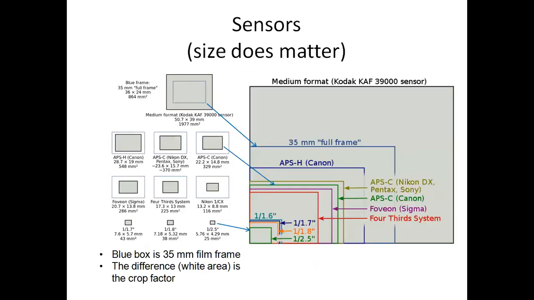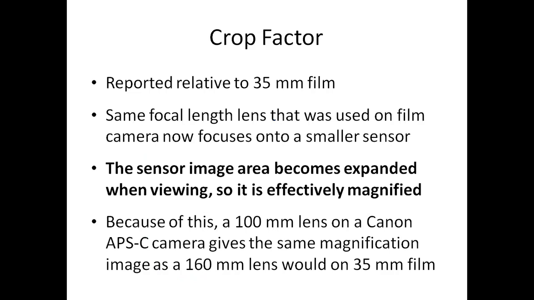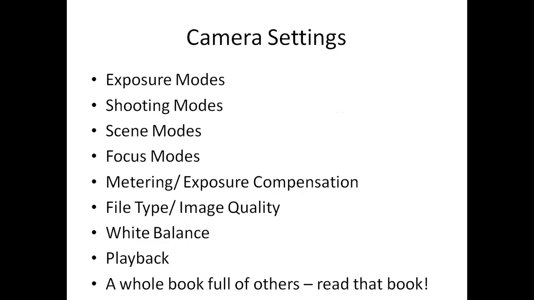So sensors, does size matter? The blue box is the 35 mm film frame. The difference is the crop factor, reported relative to 35 mm film. The same focal length used on a film camera now focuses on a smaller sensor. The sensor image area becomes expanded when viewing, so it is effectively magnified. Because of this, a 100 mm lens on a Canon APS-C camera gives the same magnification as a 160 mm lens would on 35 mm film.